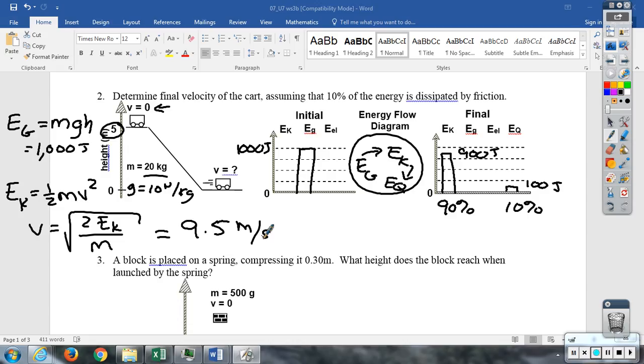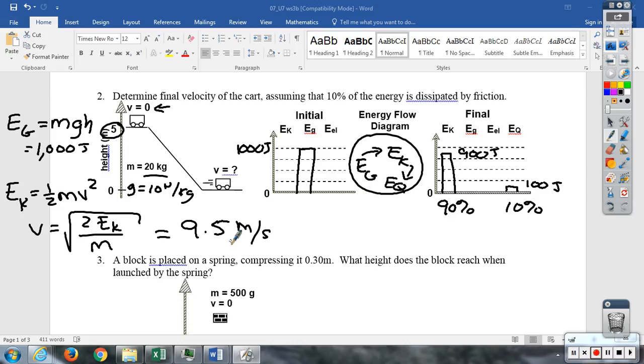What if there was no friction? What kind of speed would this cart have at the bottom of this hill? Well, with no friction at all, we'd have 1,000 joules of kinetic energy. So if you plug that in to this formula, plug in Ek equal to 1,000, you'd get 10 meters per second.